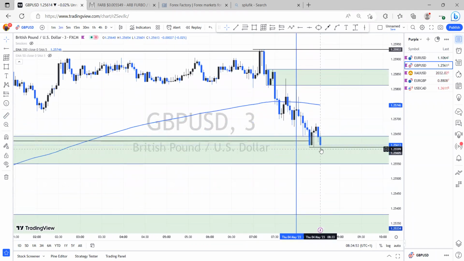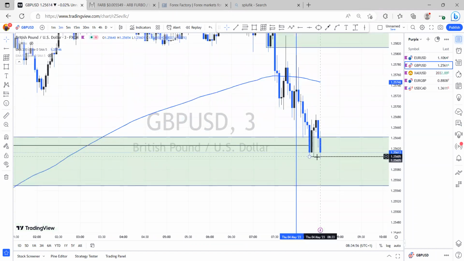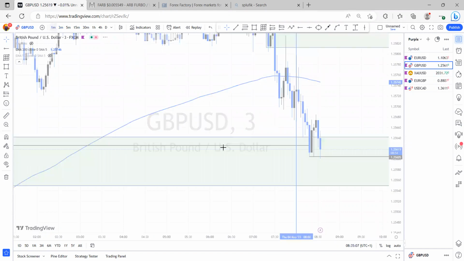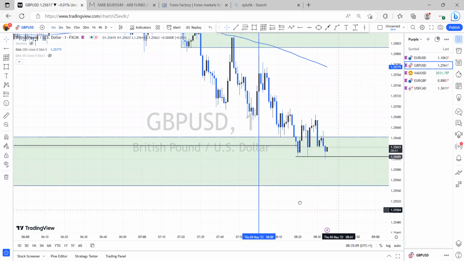Okay, price literally swept this with a wick. I want to see a body closure below this point. I'll be very happy to see a body closure below this 830 low. To be very, very honest, I would love to see a body closure.